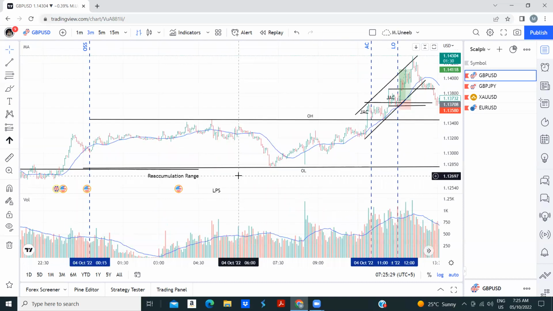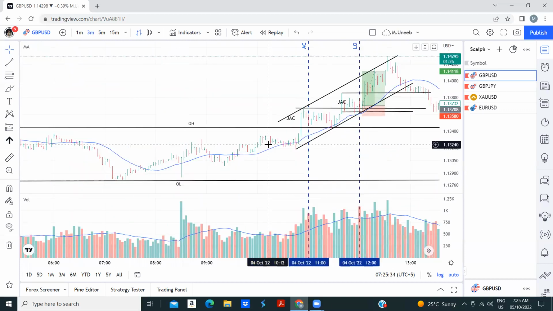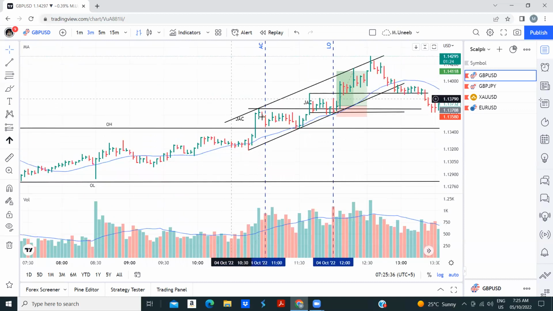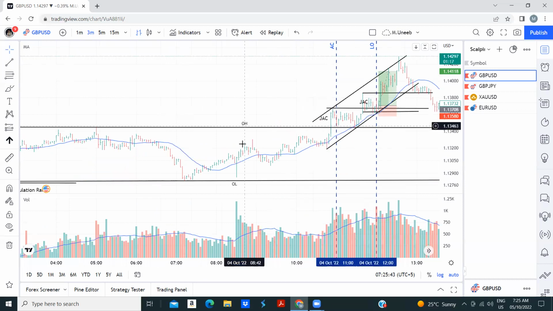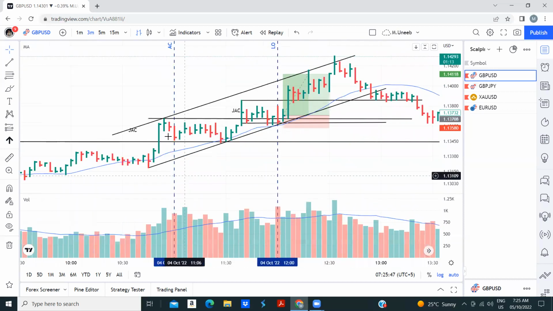But in this case, what happened? Our major bias was bullish. So I know this was a reaccumulation range. Major bias was bullish, so the price will make a jump across the creek. So I will only draw the channel once I have identified the jump across the creek. So what I will do from this overnight high and overnight low range, because our major bias is bullish, I will wait for the jump across the creek move.